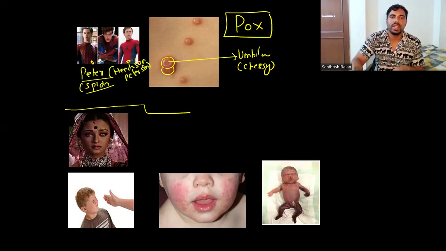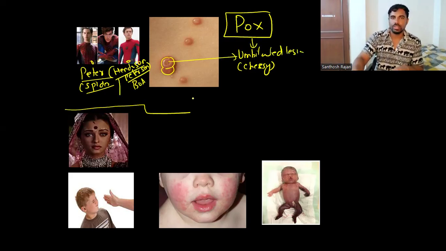Henderson-Peterson bodies. Okay, that's what I was stressing on this. Pox virus, umbilicated lesion, pox virus. You know this one, easy. So that you don't make a mistake.